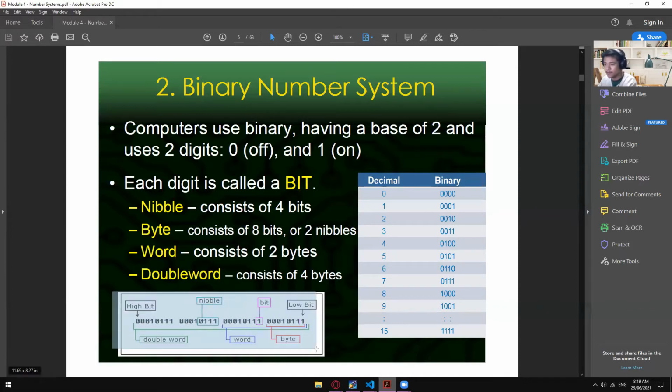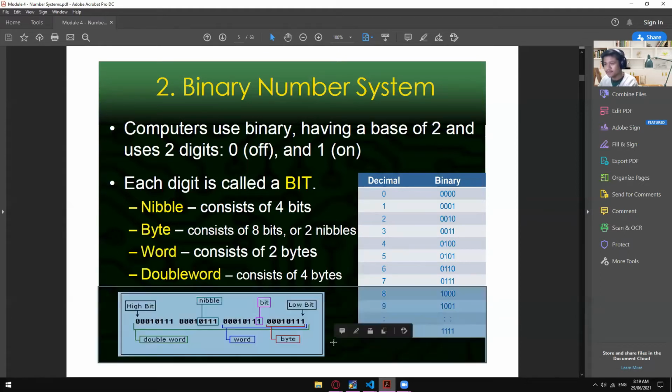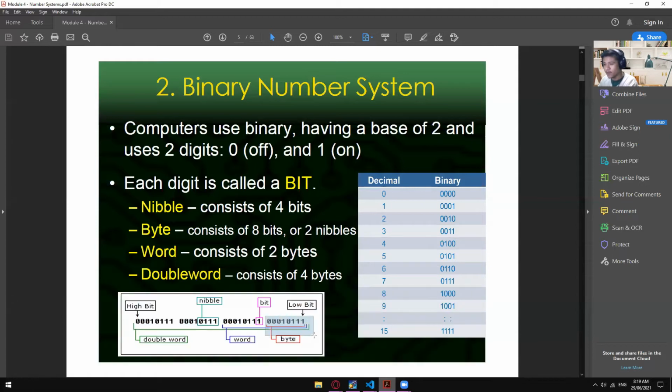Okay, so here are the representations. Here is the lowest bit, and here is the highest bit. We have here the 1 byte, which is 8-bit. Then 2 bytes, which is one word, and then 4 bytes, which is one double word.